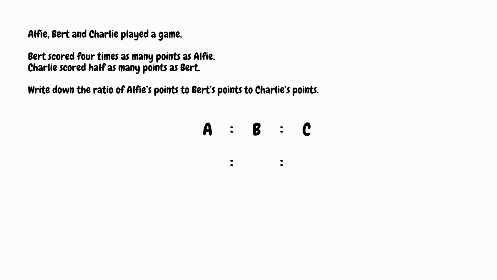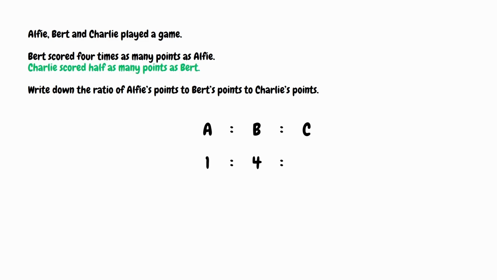So now looking back at the question, we're told that Bert scored 4 times as many points as Alfie. So if Bert scored 4 times as many points as Alfie, that means for every 1 point that Alfie scores, Bert will have scored 4 points. So just looking at the ratio of Alfie to Bert, that would be 1 to 4. But now we're going to include the parts for Charlie.